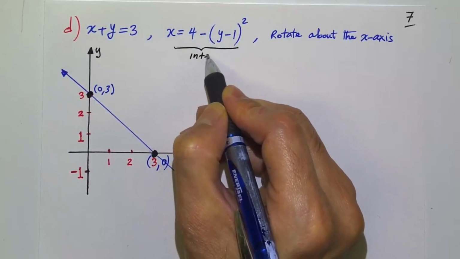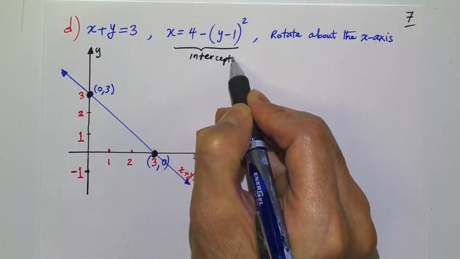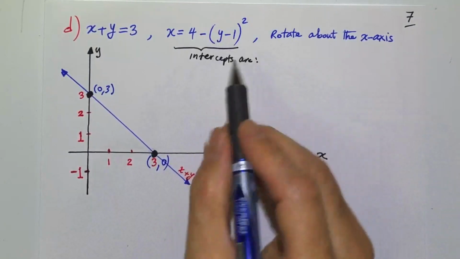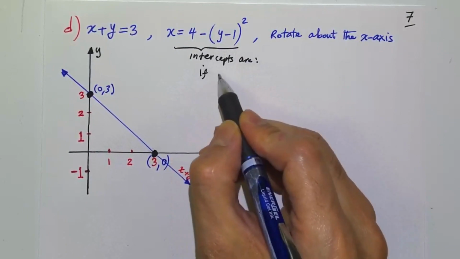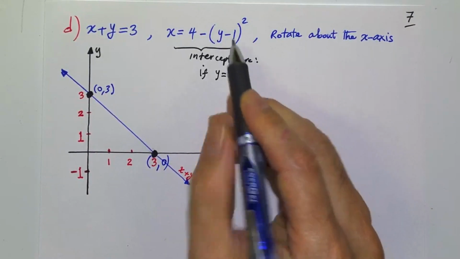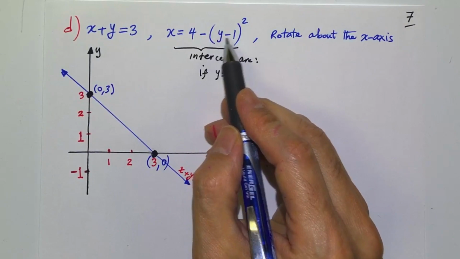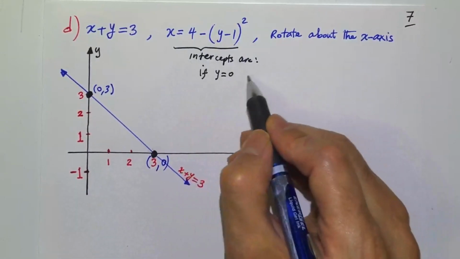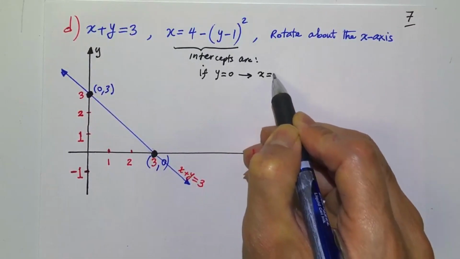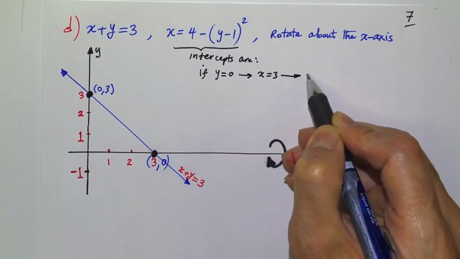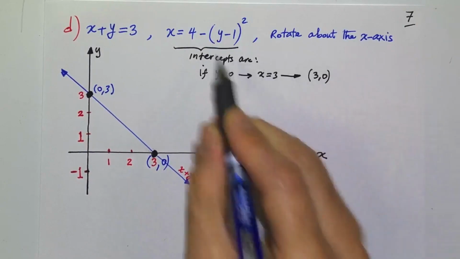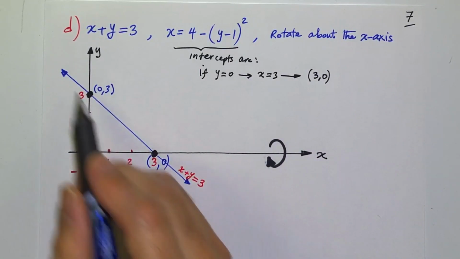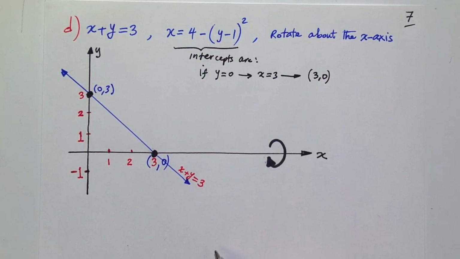So the intercepts for this piece. If we take y as 0, we will find the x-intercept. With y equals 0, minus 1 squared is just positive 1. 4 minus 1 is 3. So that would mean x equals 3. That gives us the x-intercept for that curve as (3, 0). So good, it's going to go through the same point as this straight line is going through.